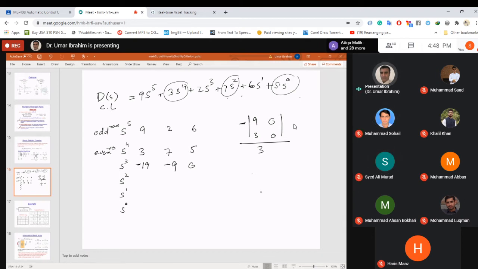Okay. Now let's go to the next row. For this one, we will take determinant of this and this. So this will now become 3, minus 19, 7, minus 9, and minus 19. Okay? That will come out to be minus 27 and plus 7 multiply 19. Divide by, anyone has a calculator?